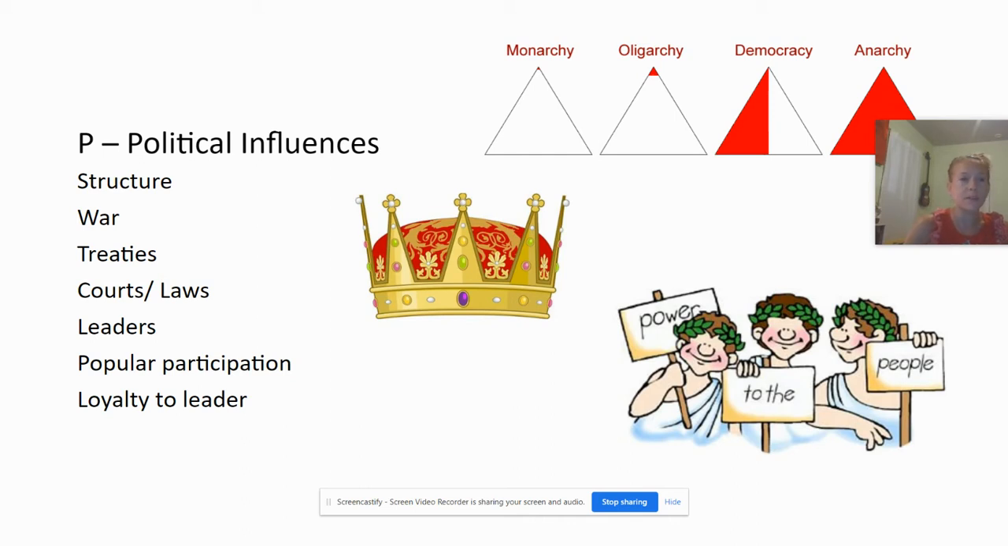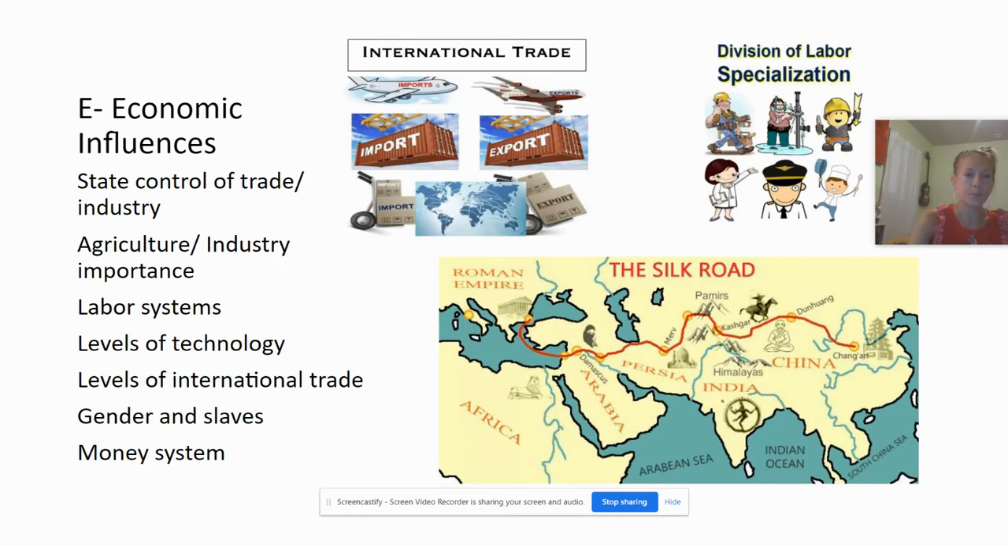And so anything that is political, it might mean the structure of the government, it might be war, it might be treaties, it might be courts or laws, could be leaders, it could be popular participation in government, it could be loyalty to the leaders. So ways that the government or the rulers keep things in control.